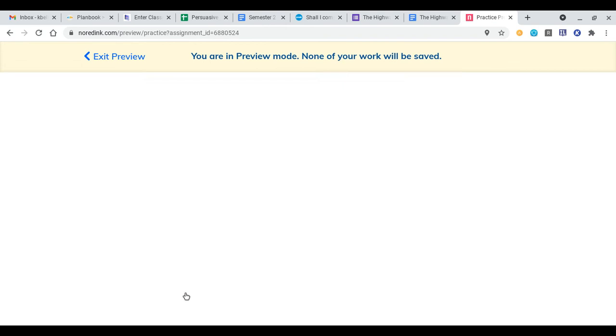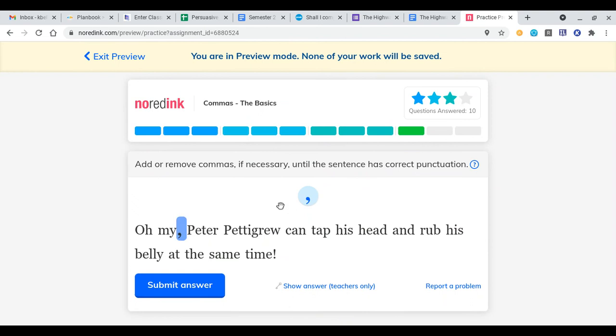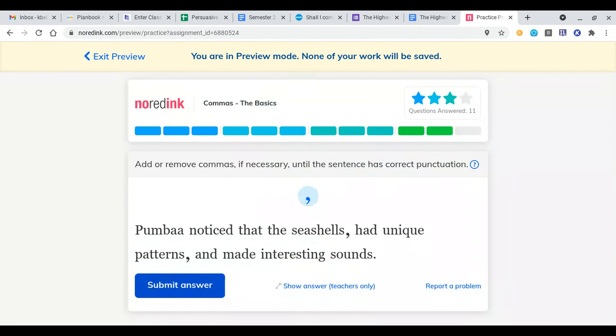Yep. Oh my, comma, Peter Pettigrew can tap his head and rub his belly at the same time. You should try that if you've never tried that before. It's a tricky little thing to do, but it's really good to get your brain functioning. Pumbaa noticed that the seashells had unique patterns and made interesting sounds. We don't want any commas here. We're not having any pauses in our speaking with that sentence.